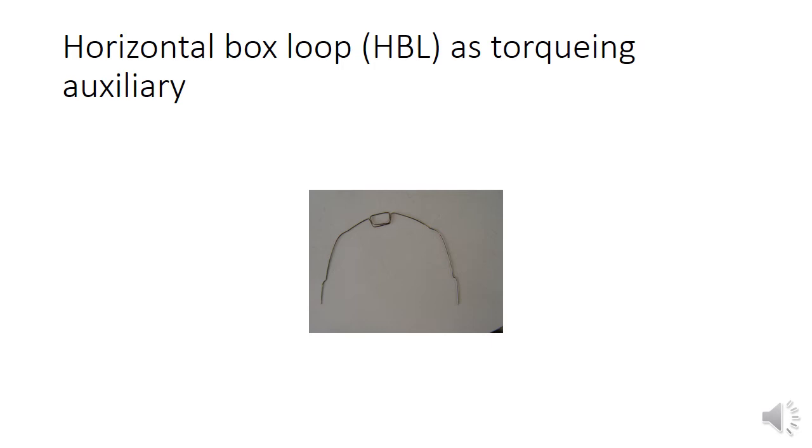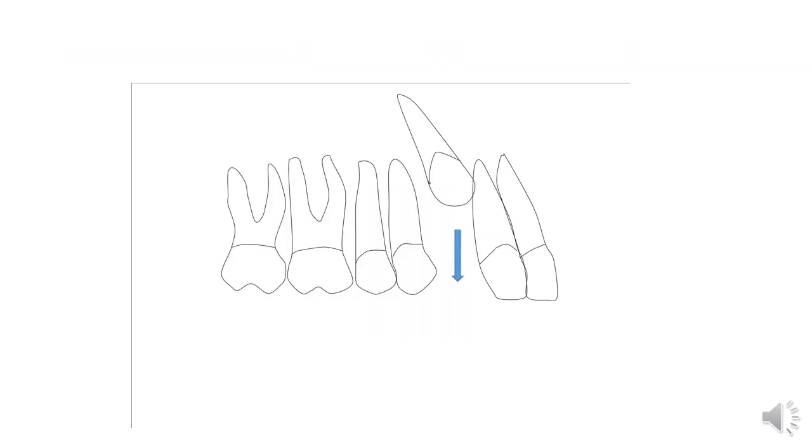Let's see one example of a case that needs this horizontal box loop. Imagine an impacted tooth that needs to move a long way in an occlusal direction. Since the point of force application is labial to the center of resistance of the tooth, after the tooth reaches the correct position, it will have a lingual crown torque that needs to be corrected.